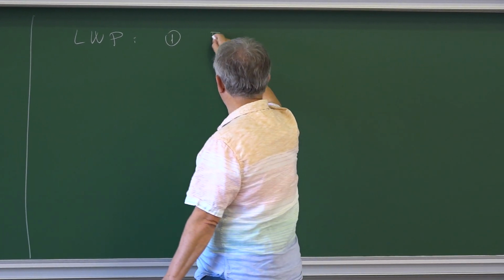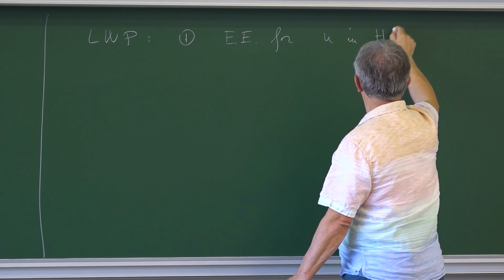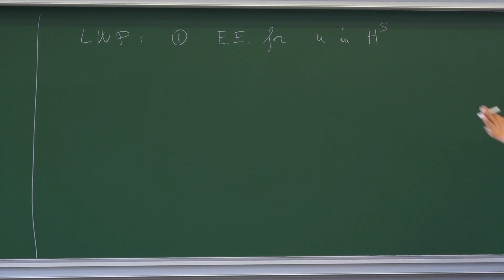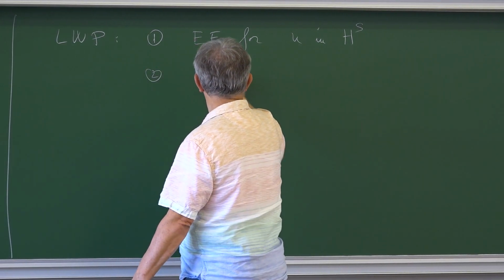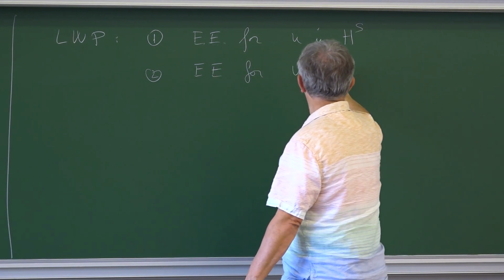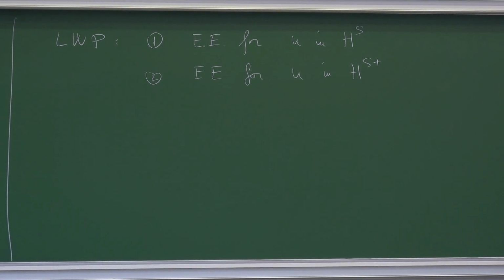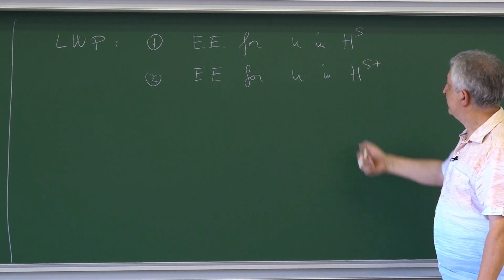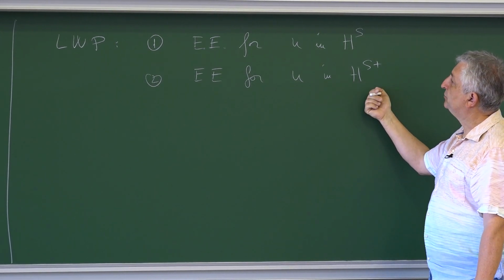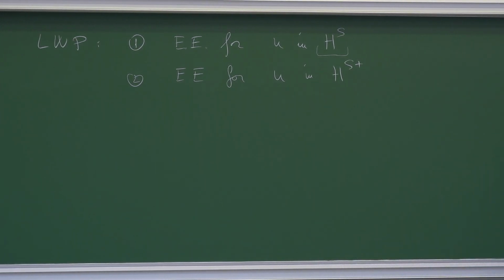One, we have energy estimates for U in HS. So that's basic for any problem where you want to prove well-posedness. You need to have good energy estimates. Secondly, you also want to have energy estimates for solution U in higher Sobolev norms. Okay, so that if you have more regular data, then you know that you get a more regular solution. And important is that these energy estimates do not depend on the higher Sobolev norm. The lifespan and so on depend only on the smaller Sobolev norm.